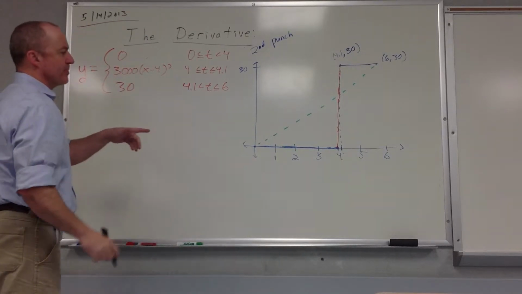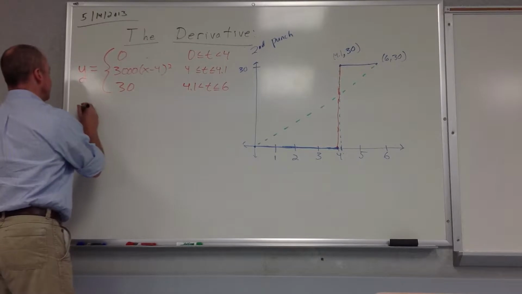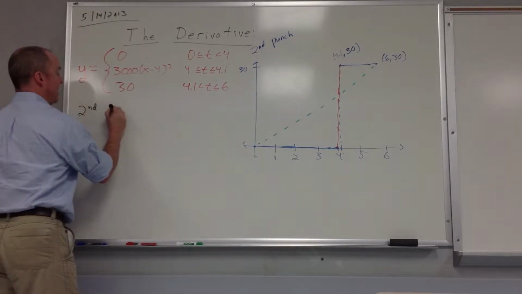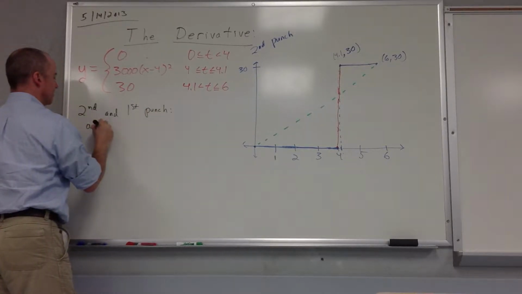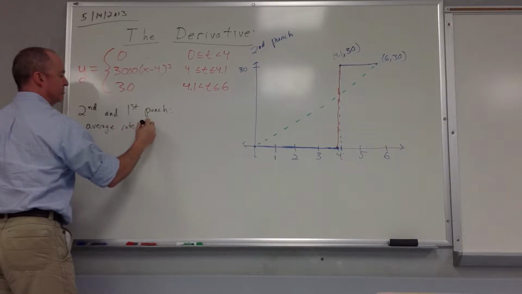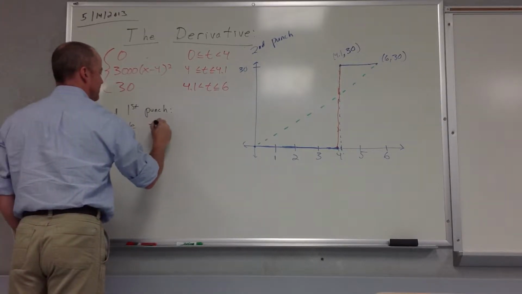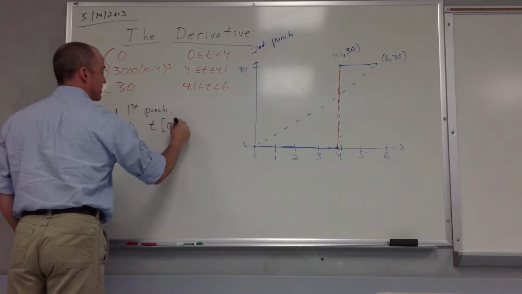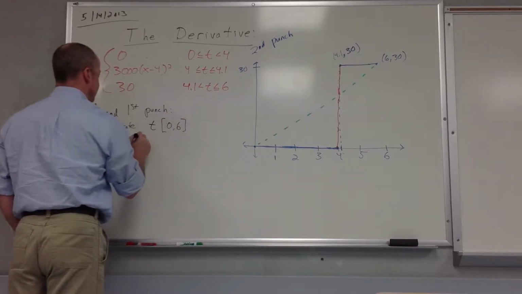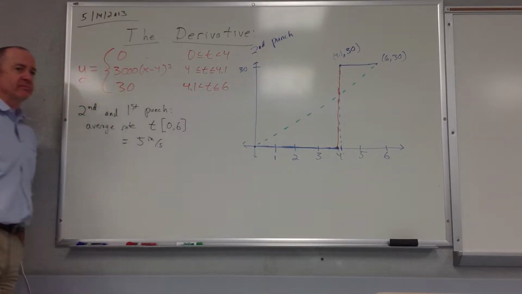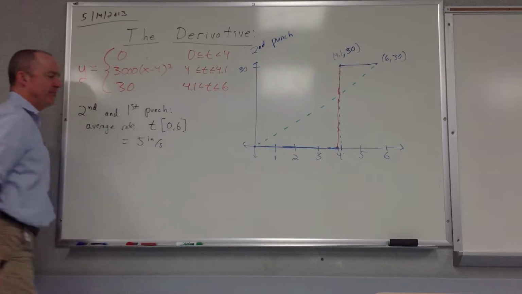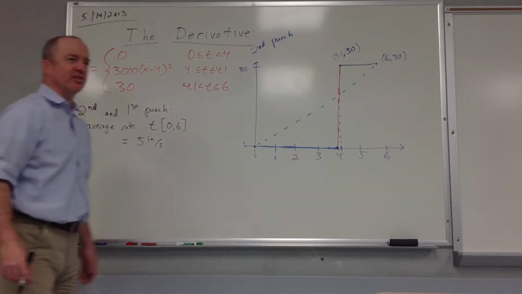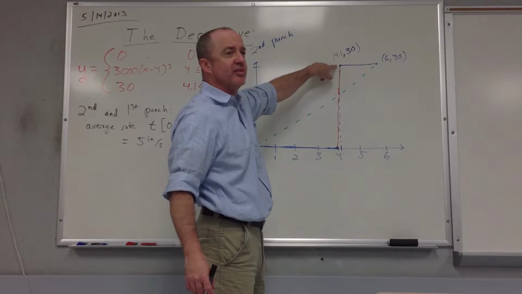Okay. Let's go with integers. So, for the second punch and the first punch, the average rate from t equals 0 to 6 was 5 inches per second, right? Average rate for both punches over 6 seconds is 5 inches per second. But that's sort of an insane interval to look at if you're really only interested in what happened here, right at the point of contact.